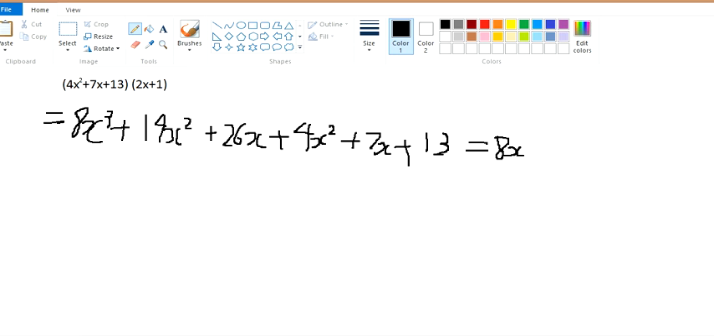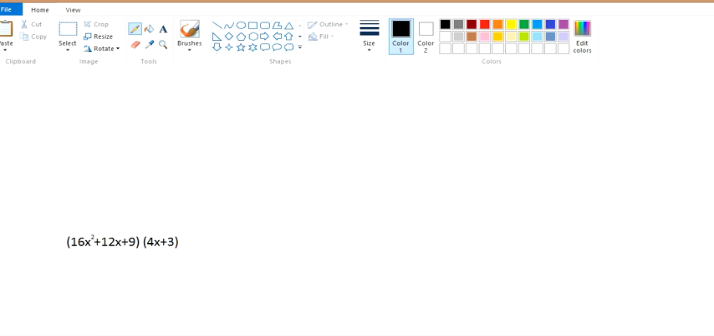We end up with 8x cubed plus 18x squared plus 33x plus 13. Again, not as long as the previous one, but still relatively tedious compared to the simpler forms that we saw previously.